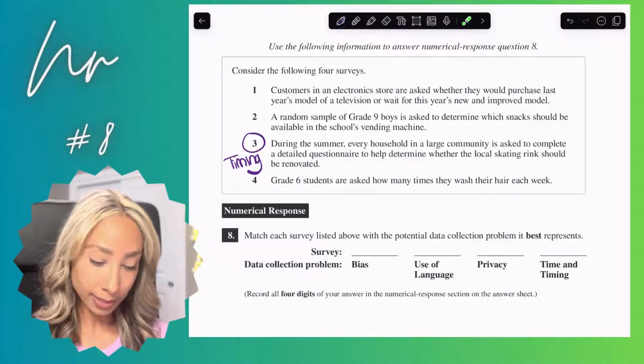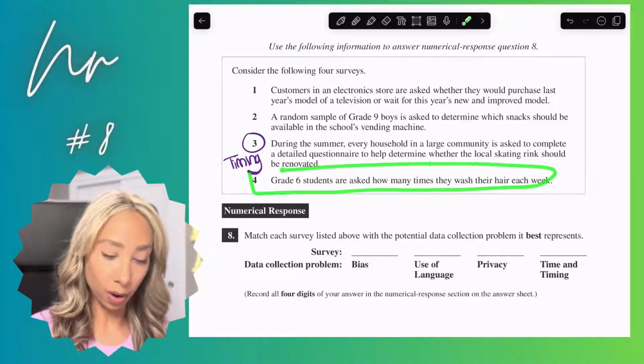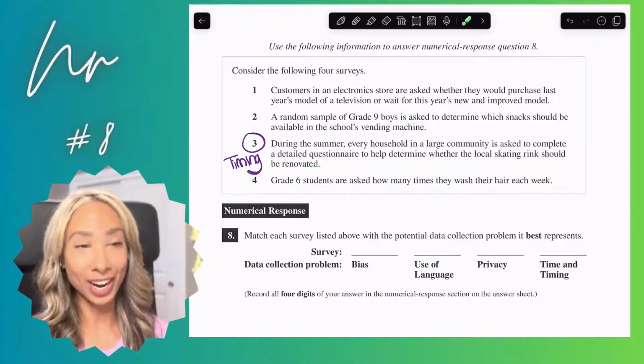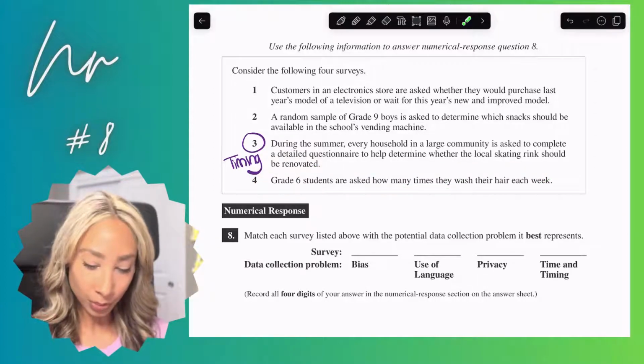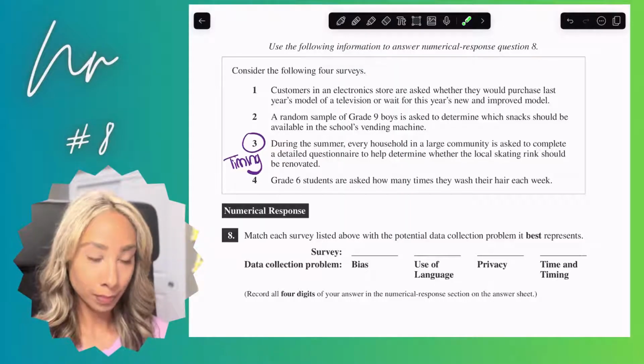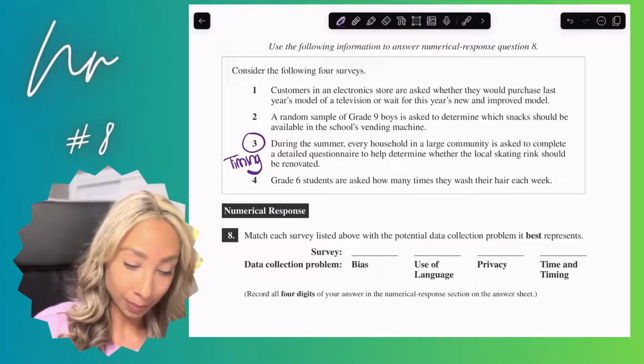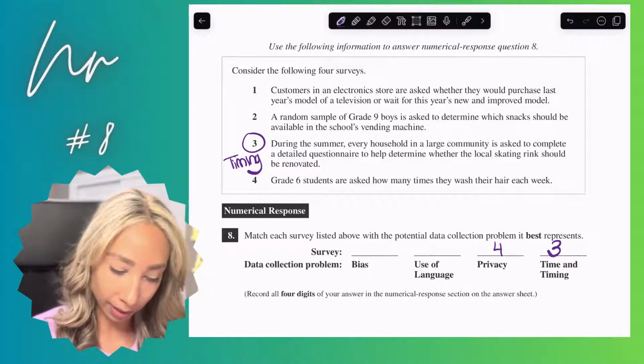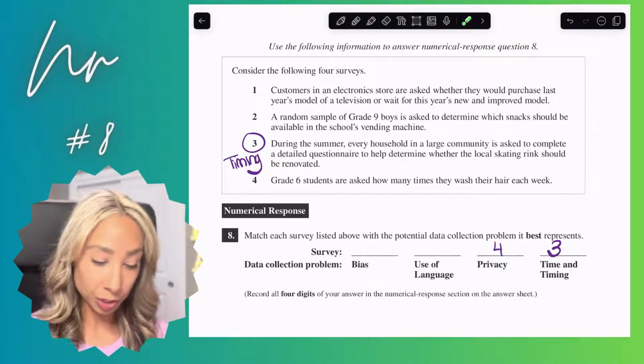Now I'm also looking at this, and for number 4, they're asking how many times grade 6 students wash their hair. That one's going to be more towards, I would say, privacy, right? There's definitely some issues there with privacy, so I'm gonna go ahead and pop those in there. And then now we just have the first 2.